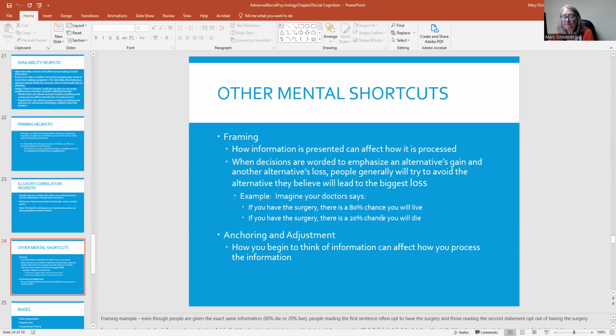And the last of these is anchoring and adjustment. How you begin to think of information can affect how you process the information. I believe your textbook uses this example, or lots of textbooks do. Well, and I used to do it with students in class. I'll say to half the class, estimate what is 10 times 9 times 8 times 7 times 6 times 5 times 4 times 3 times 2 times 1.